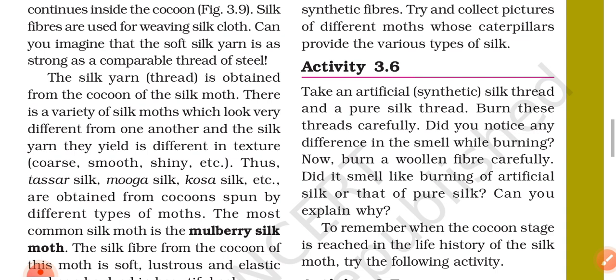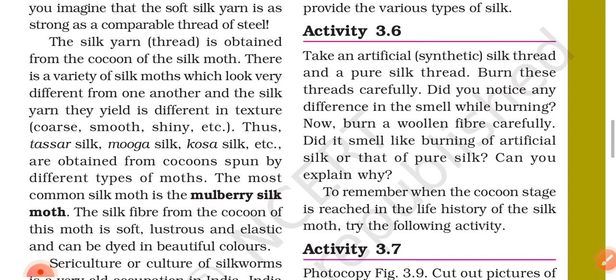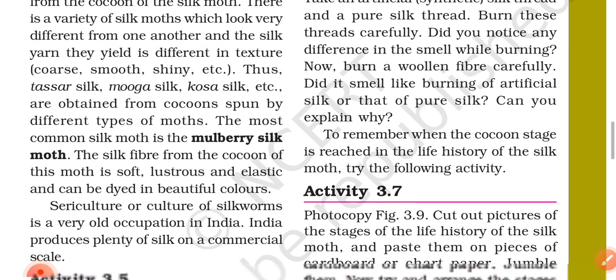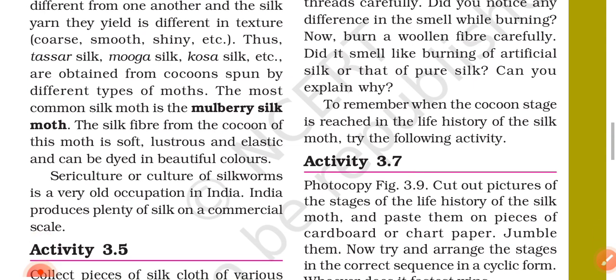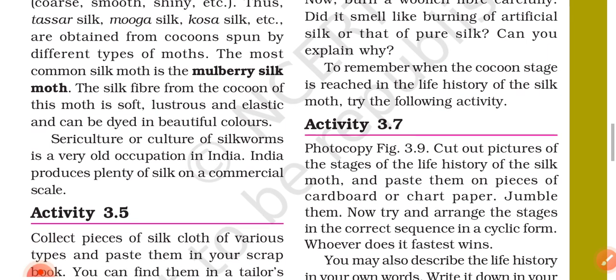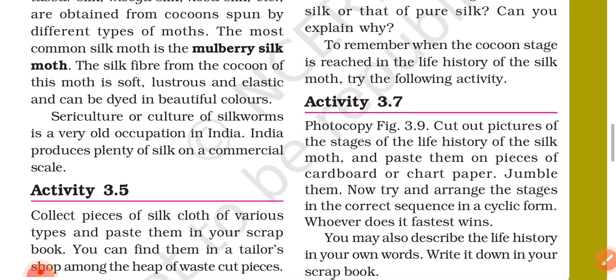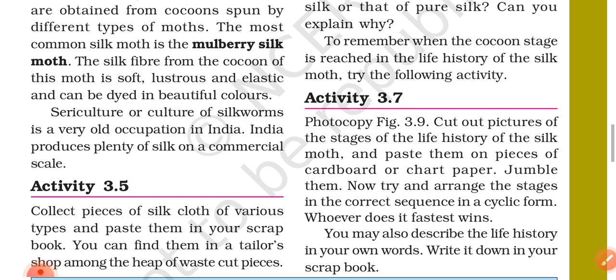There is a variety of silk moths which look very different from one another, and the silk yarn they yield is different in texture: coarse, smooth, shiny. Thus tussar silk, muga silk, kosa silk etc. are obtained from cocoons spun by different types of moths. The most common silk moth is the mulberry silk moth. The silk fiber from the cocoon of this moth is soft, lustrous and elastic, and can be dyed in beautiful colors.